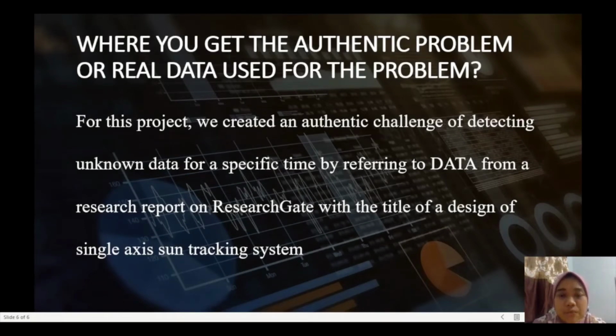Okay, so for this project, we create an authentic challenge of detecting unknown data for a specific time by referring to data from a research report on ResearchGate with the title A Design of Single Axis Sun Tracking System. Okay, that's all from me.